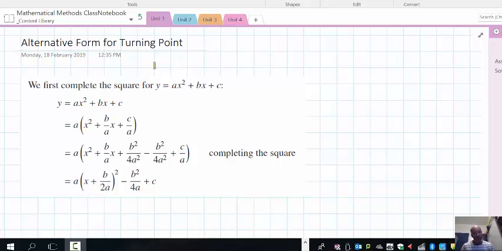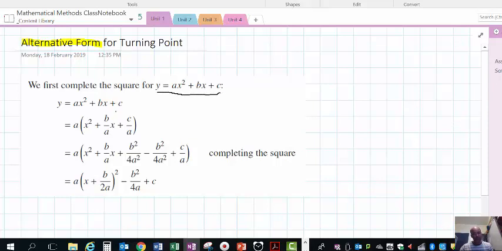The goal for this video is to know and understand an alternative form to find the turning point for a quadratic. So we'll call this an alternative form on top of what you already know, and we can see that we've got our polynomial form for a quadratic there, and what we can do is take a factor of a out and we get this resulting line here.